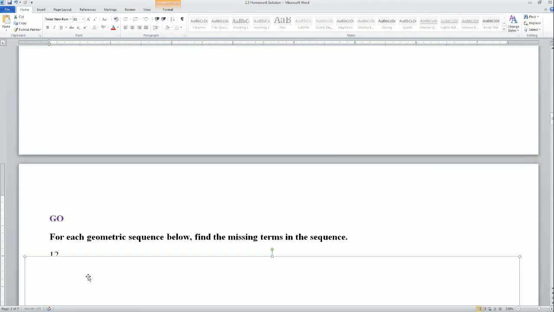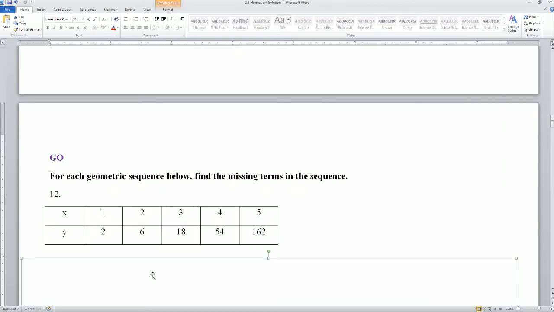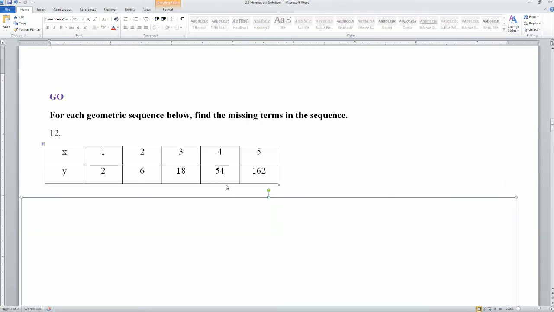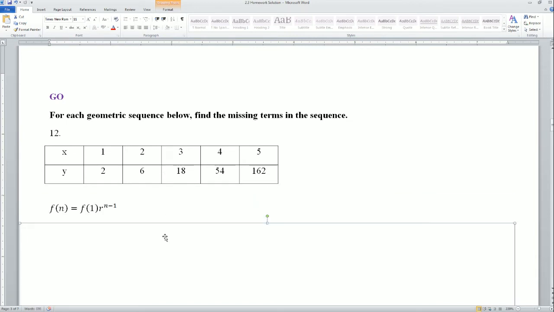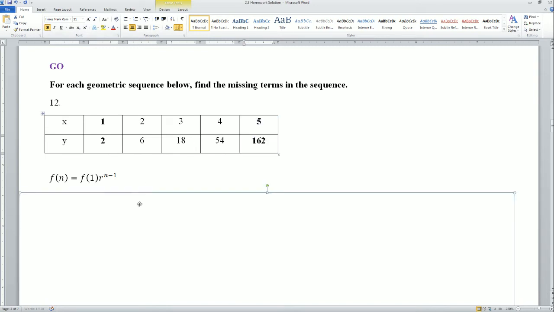Next, for each geometric sequence below, find the missing term in this sequence. We have that. Some is missing. I actually filled it in already. So this is the explicit formula for the geometric sequence, or the equation for the exponential, however you would like to understand it. They're the same thing. The first term here is that, and this is going to be the fifth, right? So my first term is 2. That's how I got 2 here, right?